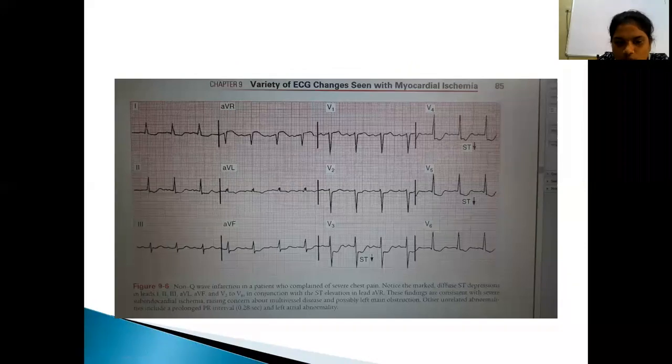This is a non-Q wave MI in a patient complaining of severe chest pain. Here we can see acute ST segment depressions in leads 1, 2, 3, aVL, and V2 to V6, in conjunction with ST segment elevation in aVR. This is the reverse pattern. This is a severe subendocardial ischemia, possibly due to left main obstruction. Almost all the leads, the anterior leads and the lateral leads, show changes.